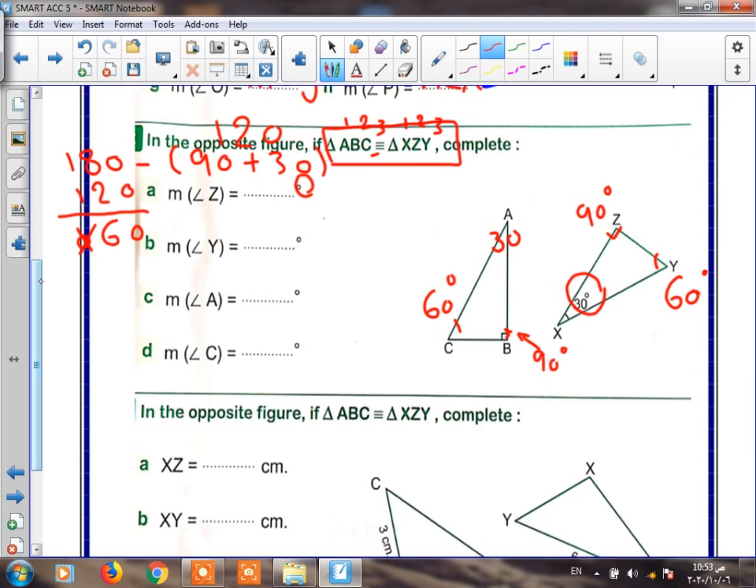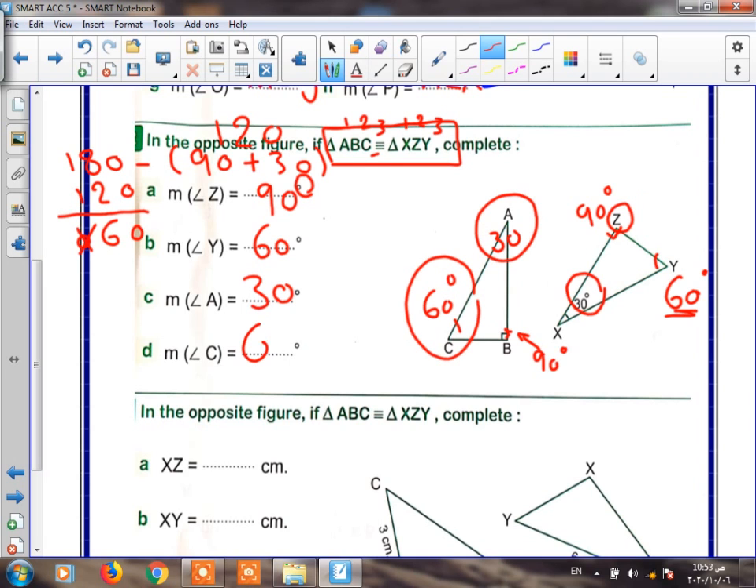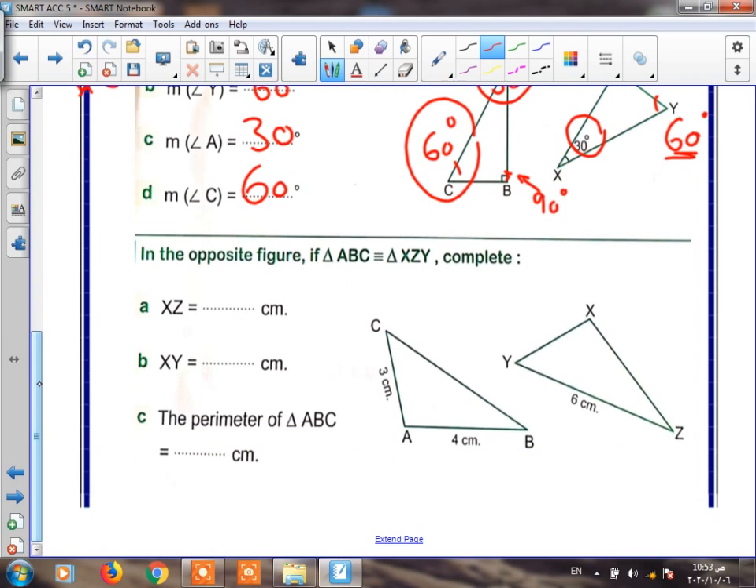So here measure of angle Z equals what? Equals 90. Measure of angle Y equals what? Equals 60. I complete my question before I solve. Measure of angle A equals 30. Measure of angle C equals 60. I complete all of the points. Okay, let's solve the next one.